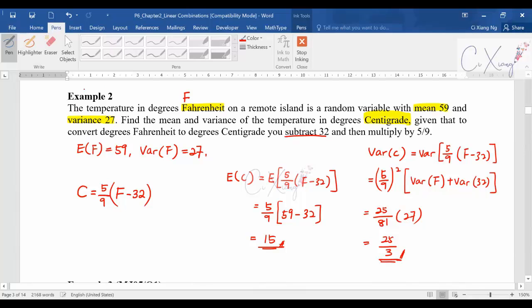I think so far it's quite simple, right? This step in the exam, no need to write. I write it out just to make sure that you understand how you actually get the answer. In the exam, no need to show it so detailed. You won't get any extra marks for this.